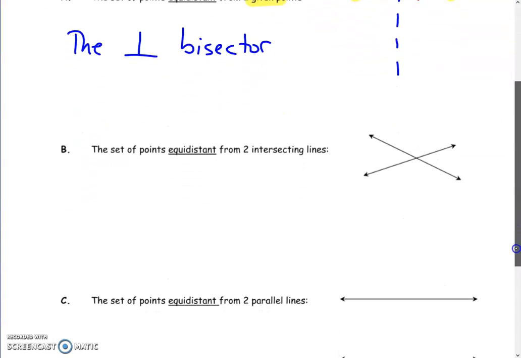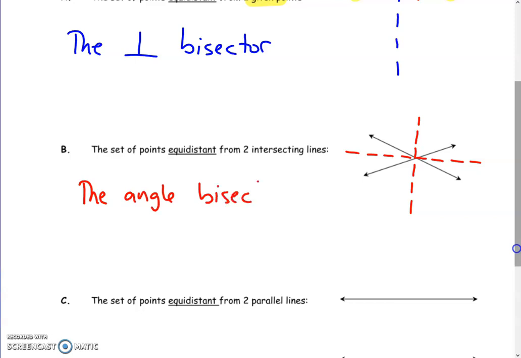The next one, I want to sketch the set of points equidistant from 2 intersecting lines. So this would be like 2 sidewalks maybe that cross, or 2 roads that cross. And if I say, well, you have to walk so you're always equidistant from the 2 intersecting lines, there's actually 2 paths you could take. There's one path, and here's the other path. So you would sketch those in. The math term for those would be the angle bisectors.